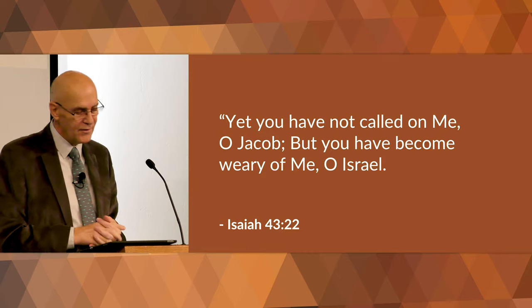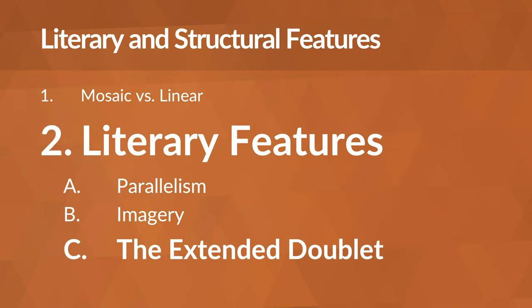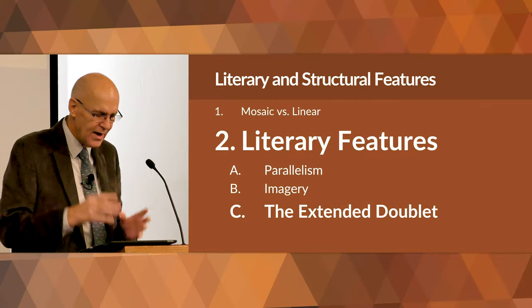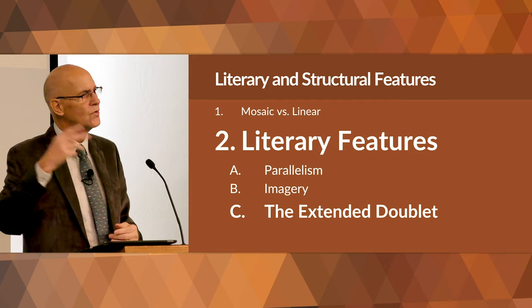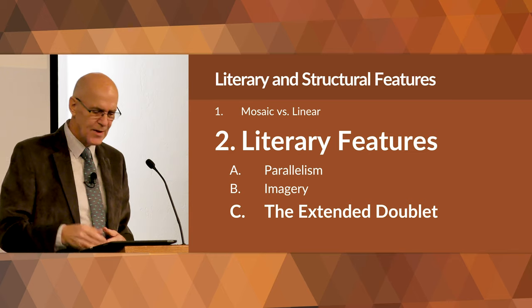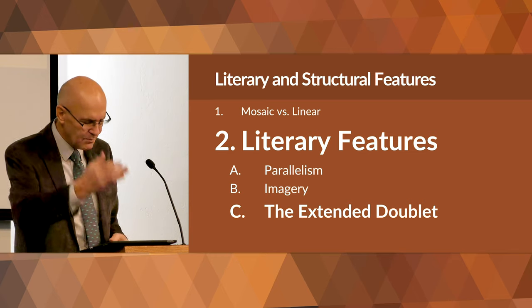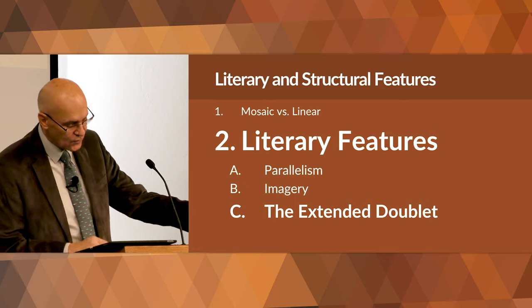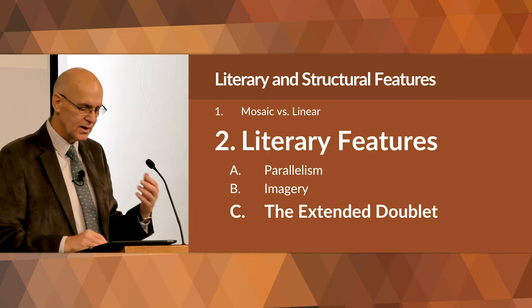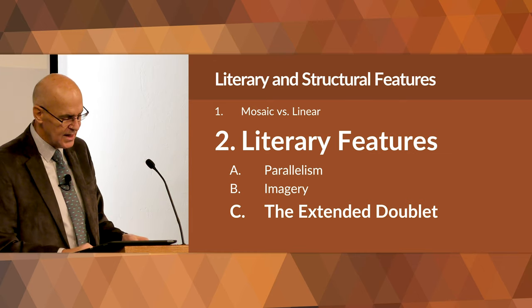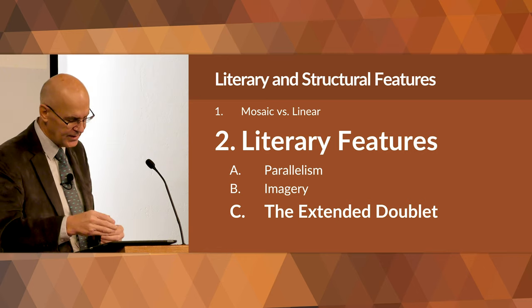All right, another literary feature in Isaiah's writing is what is called the extended doublet. This feature is noted when Isaiah covers the same area of truth in the same consecutive steps, but he does it two times over. In other words, he tells the story, or he makes the prophecy, or he gives the warning, but he does it twice or even more, using a similar order of events or lessons, but he repeats it from a different perspective.